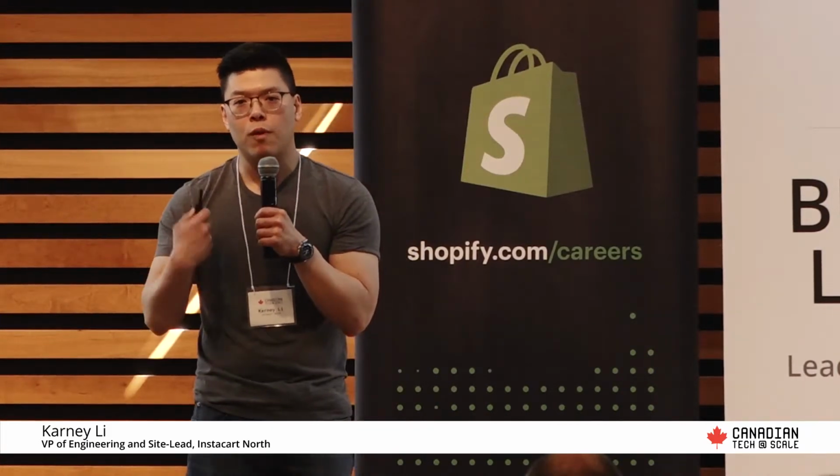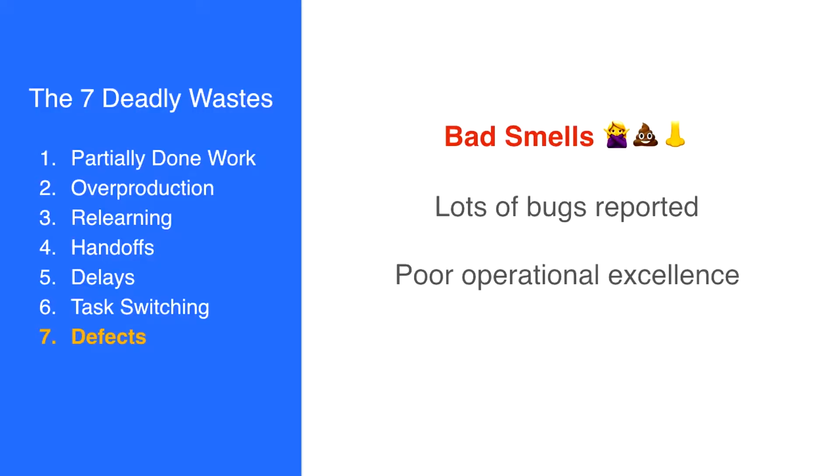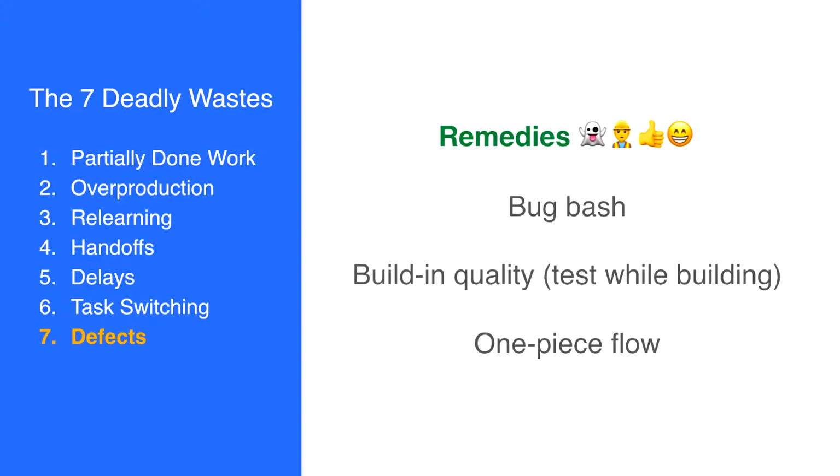So, what is the strategy for dealing with these things? Bad smells are bugs and poor operational excellence. So what do you do? There's a strategy called building in quality while building. So you test while you're building. Don't save testing for the end. Write unit tests early. Write integration tests early. Even write end-to-end tests early, because if you can deliver sooner, you can write those things sooner.